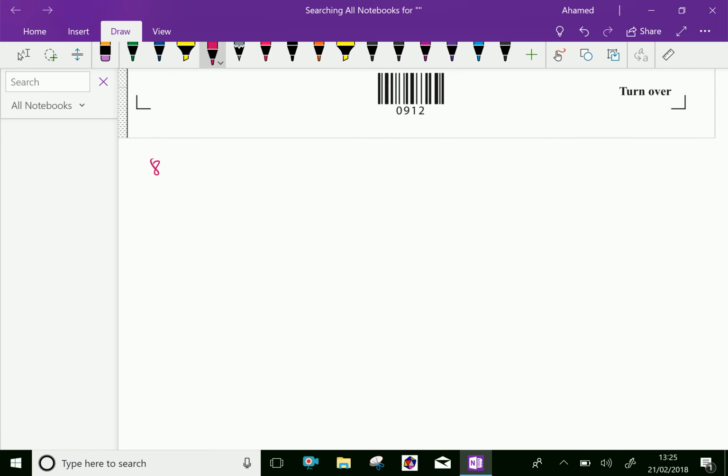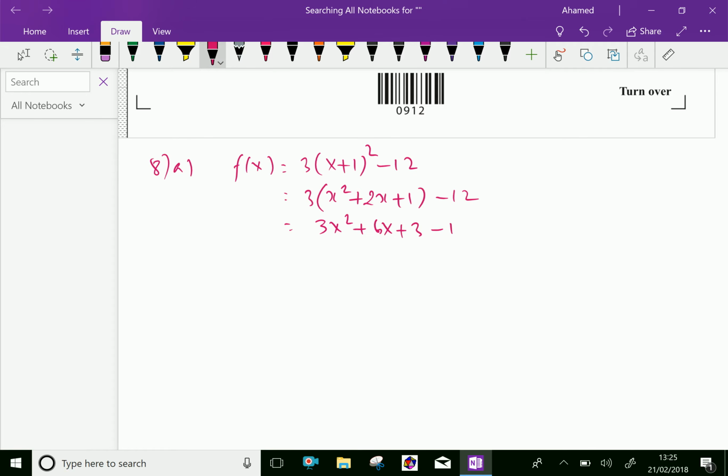(8a) f of x equals 3 into x plus 1 whole squared minus 12 is given. Now 3 into x plus 1 whole squared is x squared plus 2x plus 1, minus 12. Multiply with 3, this is 3x squared plus 6x plus 3 minus 12, which is equal further to 3x squared plus 6x minus 9.